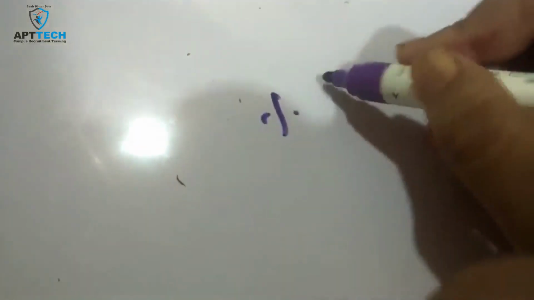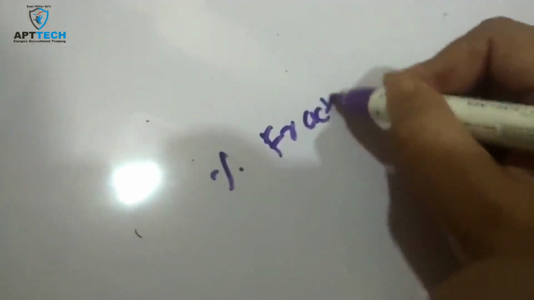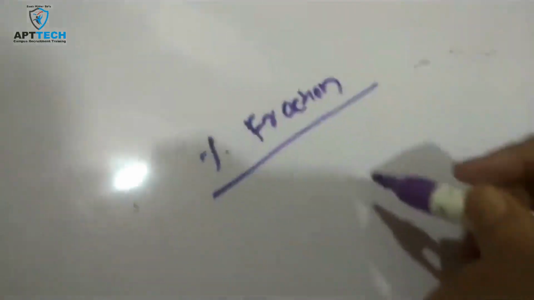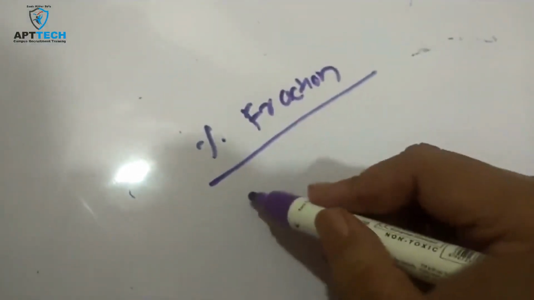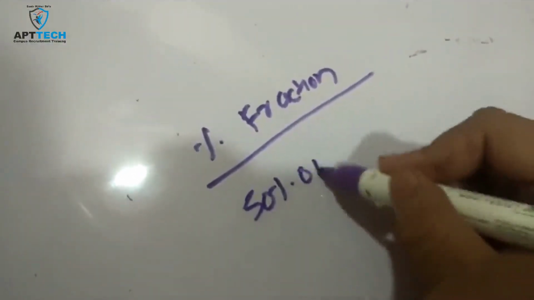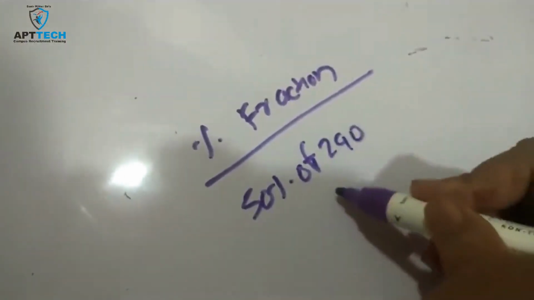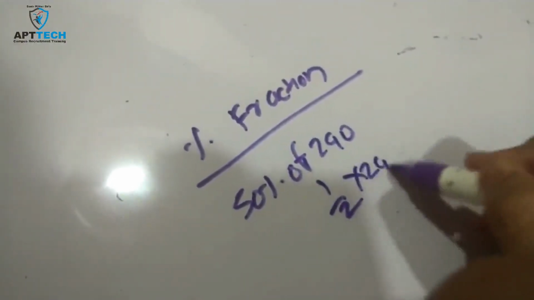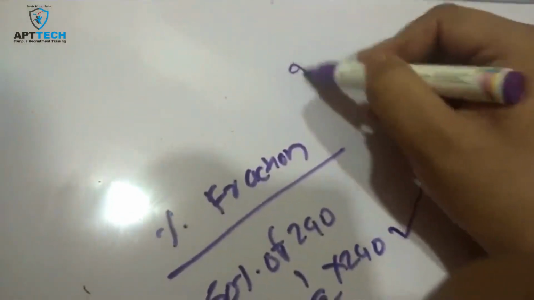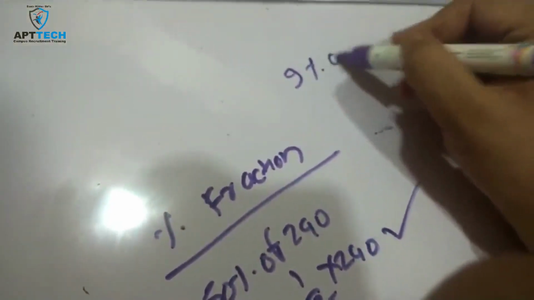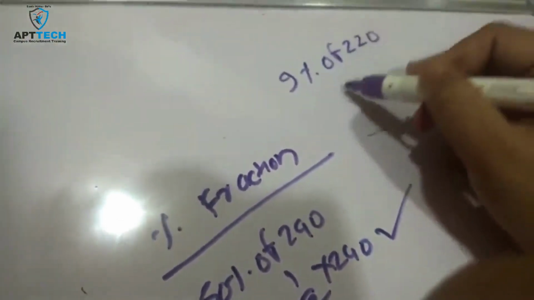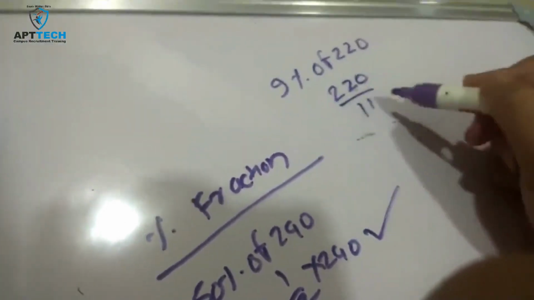Guys, today's video will talk about percentage fraction conversion. Percentage fraction conversion. You tell me, what is easy to do? 50% of 240 is easy or half of 240 is easy? This one looks much easier. Now, what is easier guys? Approximately 9% of 220 is easy or 220 by 11 is easy?